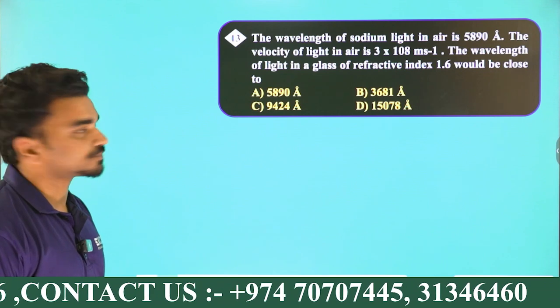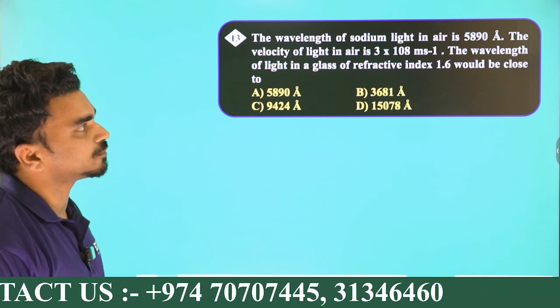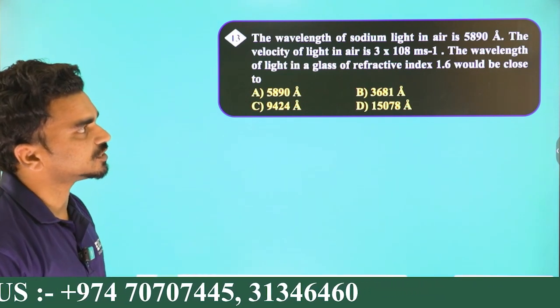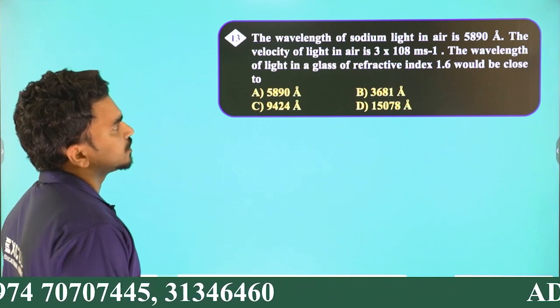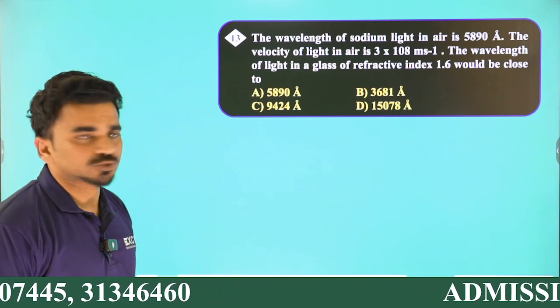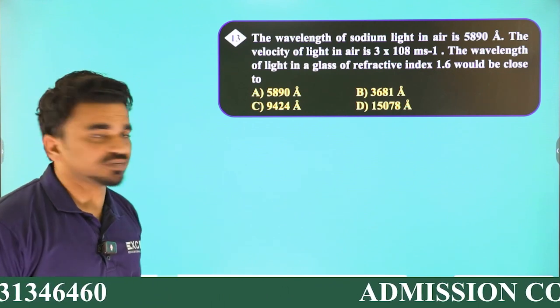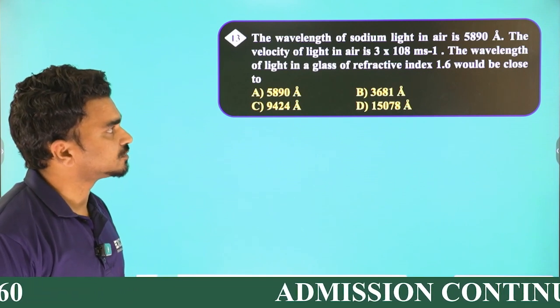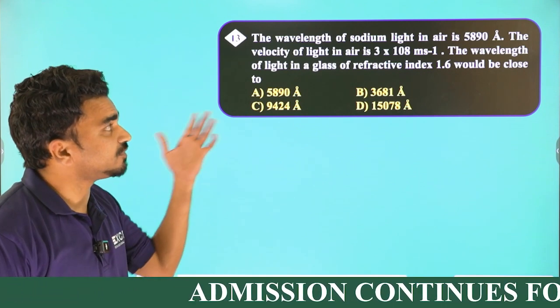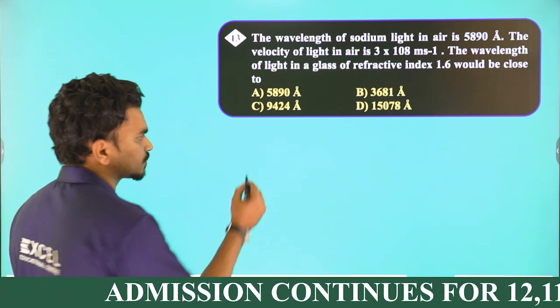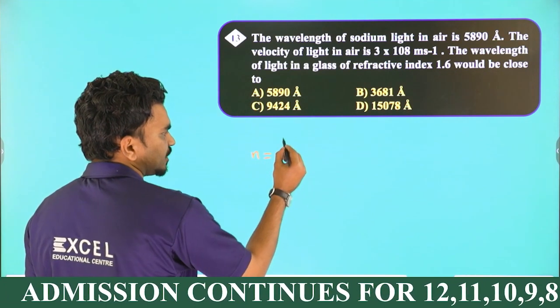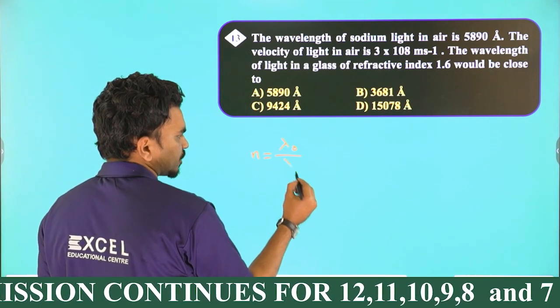Let's look at this question. The wavelength of sodium light in air is given. The velocity of light in air is also given. The refractive index of the glass is given. What will be the wavelength of light in glass? Refractive index and wavelength, how are they related? I told you the formula at the beginning.